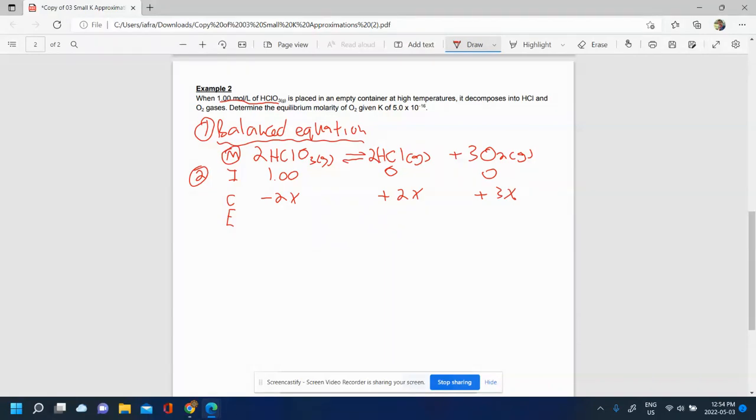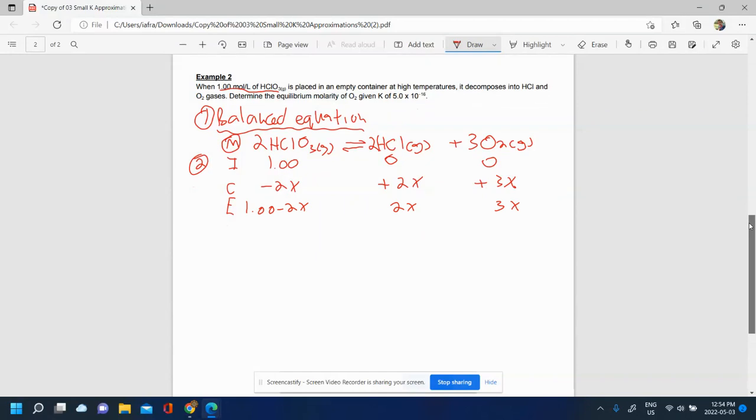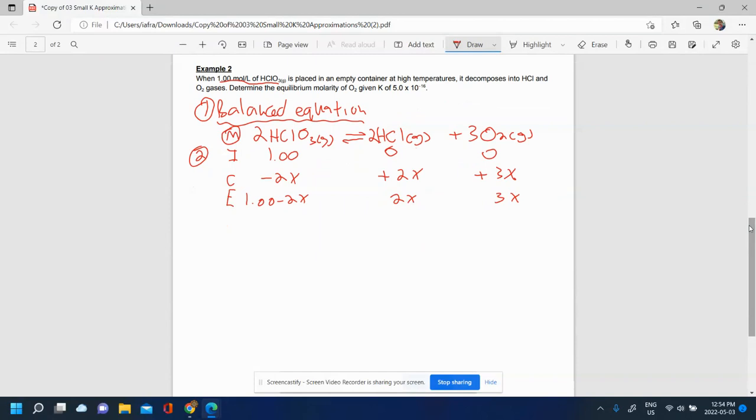So everything looks the same so far. We're going to do our 1.00 minus 2x for our equilibrium concentration of HClO3, and then our 2x over here, and our 3x over there. And so now we're also going to note that we have our K value given to us. K is equal to 5.0 times 10 to the power of negative 16. It looks pretty small, but we'll see what that means in a bit.